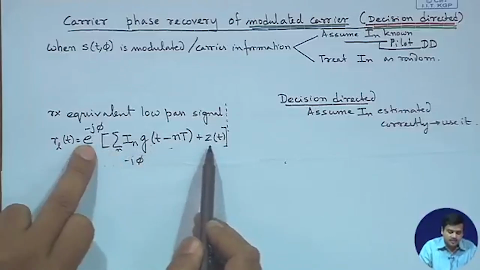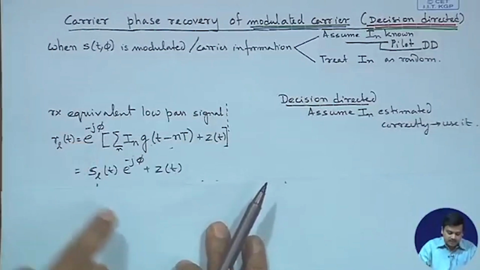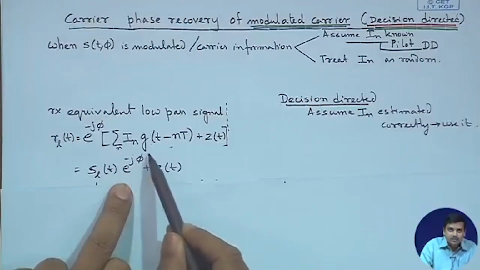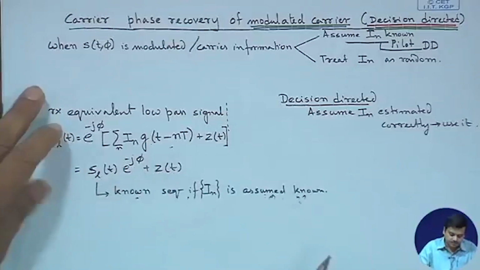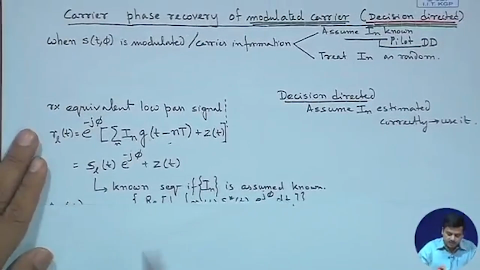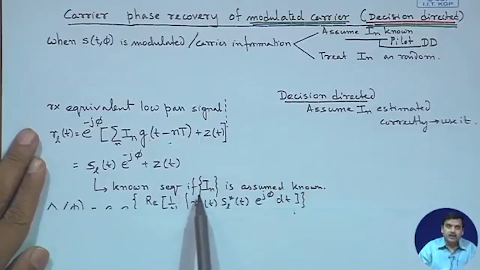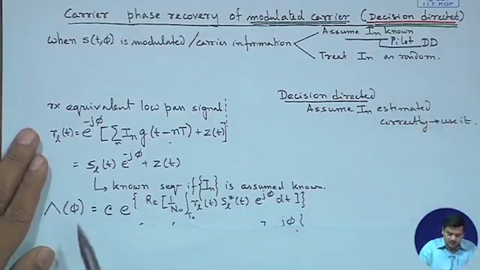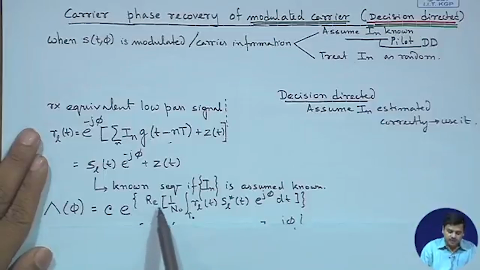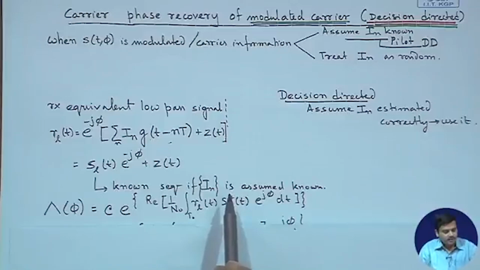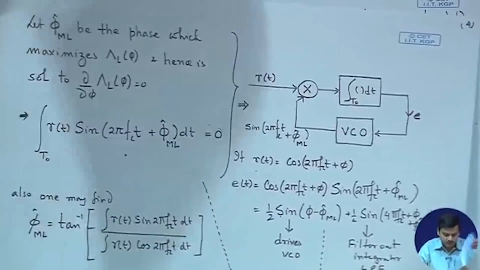This could be summation I n, which is the transmitted sequence, and the pulse, and there is of course a noise, and this is the residual phase. So, we could write this as the transmitted sequence with a residual phase e to the power of j phi, and there is noise. Now this S L of t, we could assume to be a known sequence, either by means of pilot or by means of decision directed, which we will see shortly. The likelihood function would be some constant term e to the power of the real part of this, which we have seen before. In the previous expression, we have been looking at the likelihood function, so it is not new.